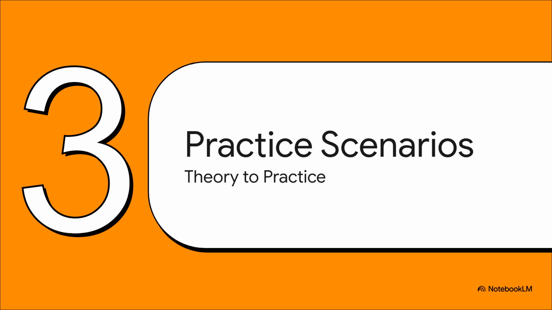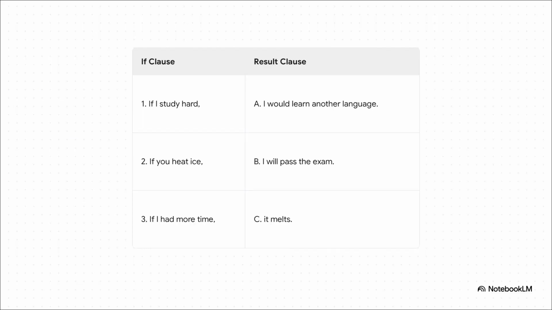Okay, so knowing the rules is one thing, right? But actually using them? That's a whole different ballgame. So the next phase of the module is all about bridging that gap between theory and real-world practice, making sure this knowledge actually sticks. So how do they do it? Well, with simple but super effective interactive exercises, like this little matching game here. By asking students to connect the if part with the correct result, it forces them to really think about the difference between truths, possibilities, and hypotheticals. It's that kind of active recall that makes the learning permanent.